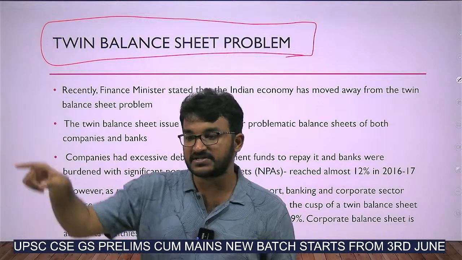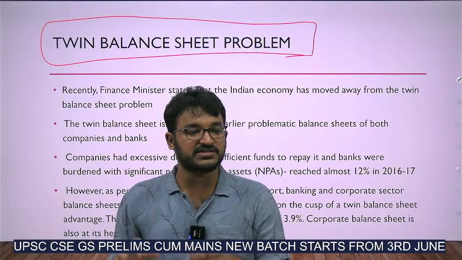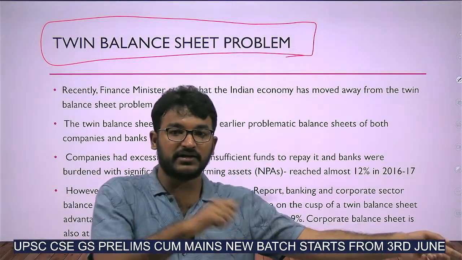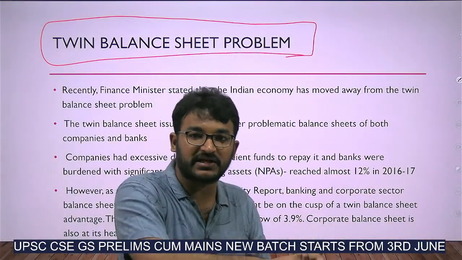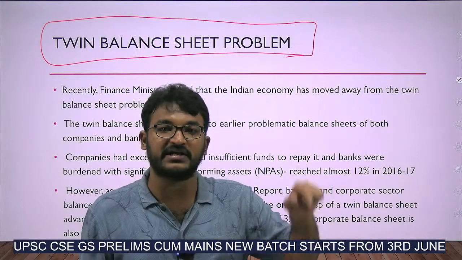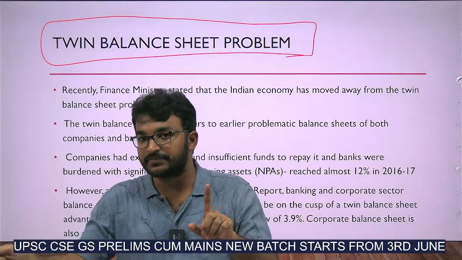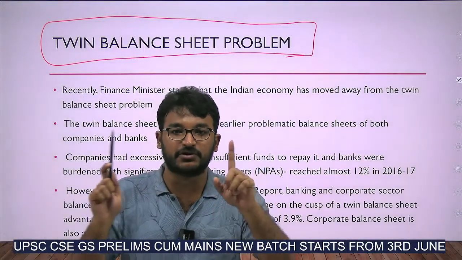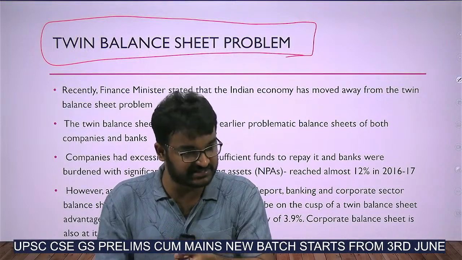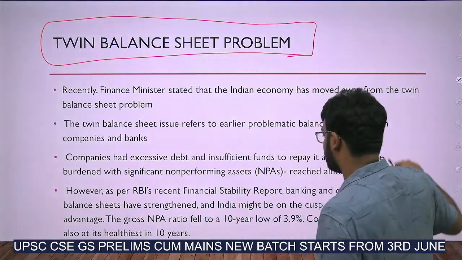In that scenario, what happens? Their balance sheets will be a problem, because they can't pay the liability. And when these companies cannot pay the liabilities to the banks, the asset quality of the banks will also be problematic in their balance sheets. So in this scenario, the balance sheets of both corporates and banks will be problematic. This is called the twin balance sheet problem.